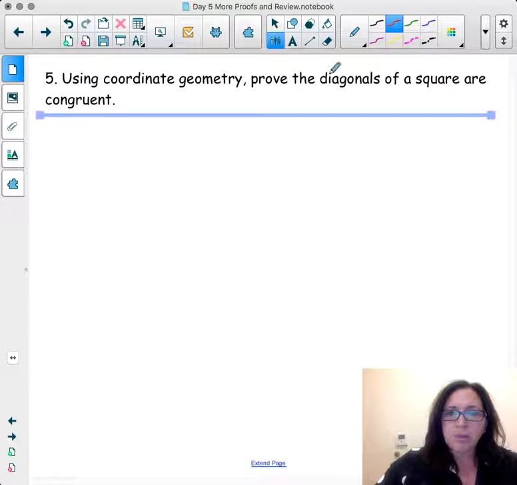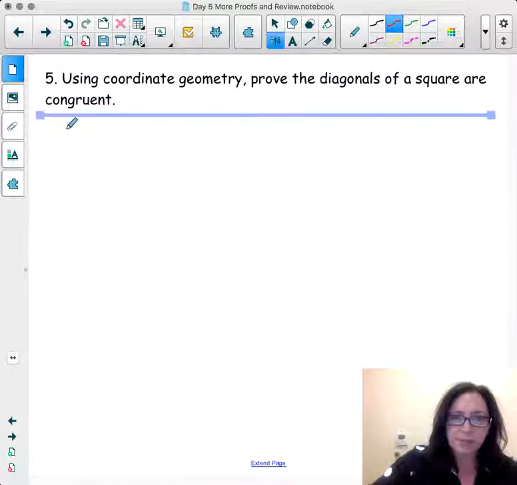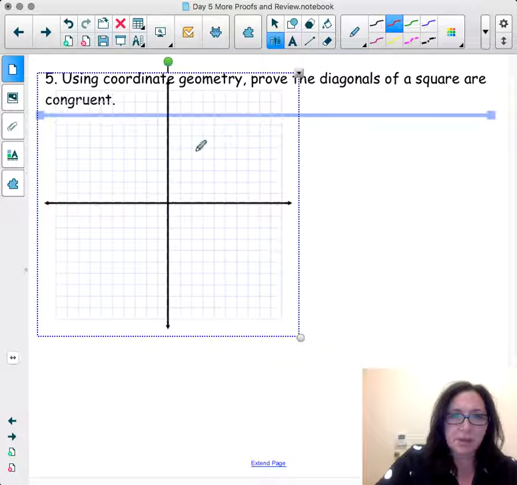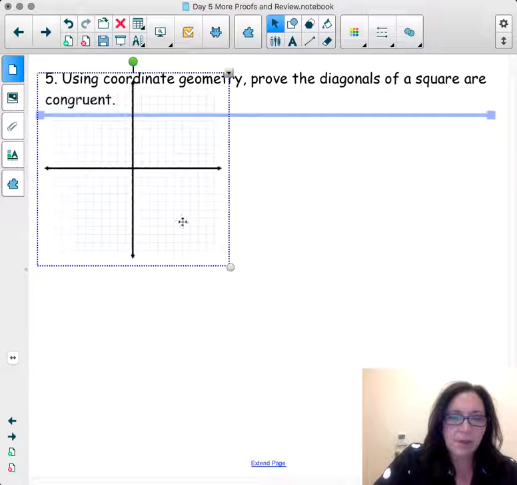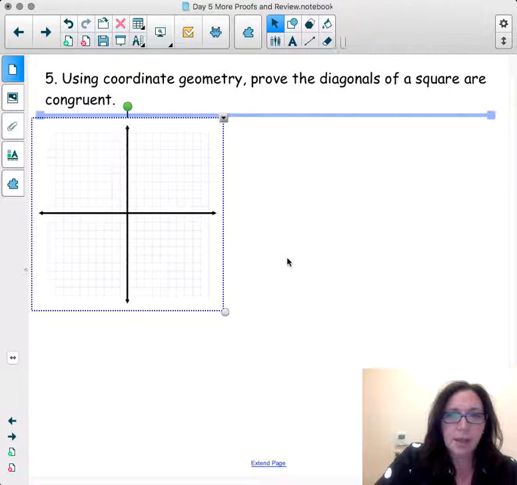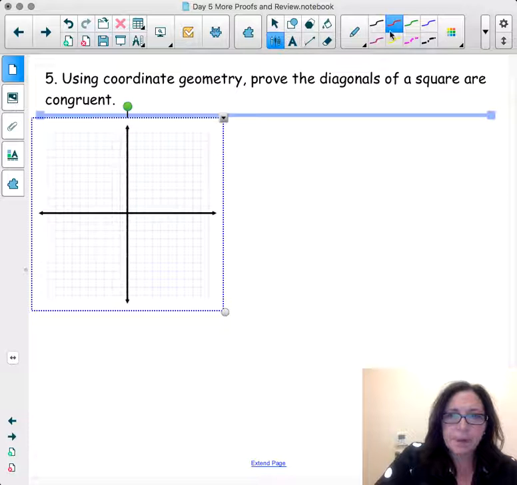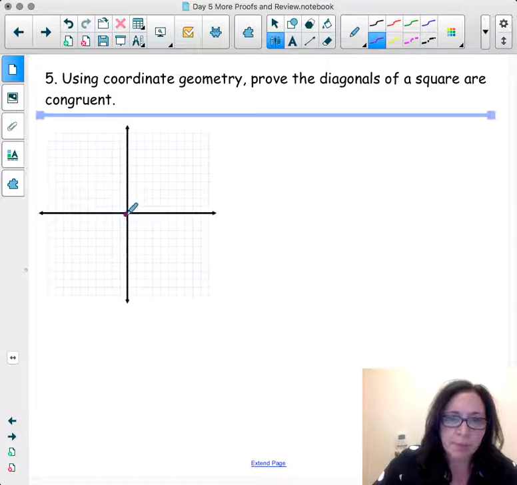Use coordinate geometry to prove that the diagonals of a square are congruent. Well, okay. I guess I can grab this again. Here's my picture again. Closing this up. Okay, let's make a square on this. Okay, so in doing this, I'm going to put it right on the axis.